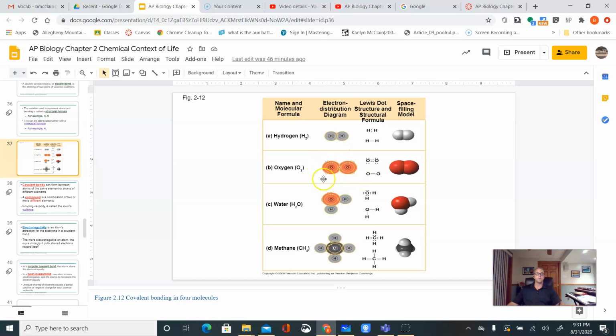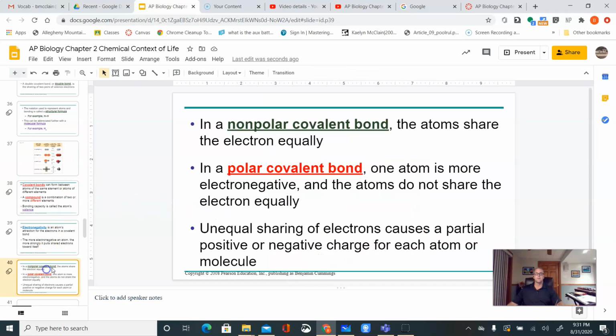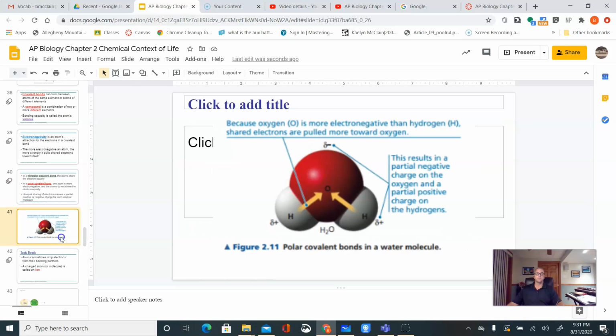Same thing is true with oxygen. And we could also say that's true with methane. So for the most part, we have a very similar pull for those electrons. But when we get something that's polar, polar means that there's going to be a slight difference in charge from one end of the molecule to the next, because of the uneven charge or the uneven attraction.